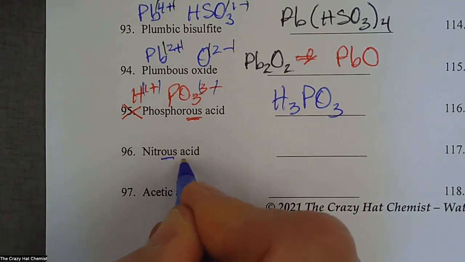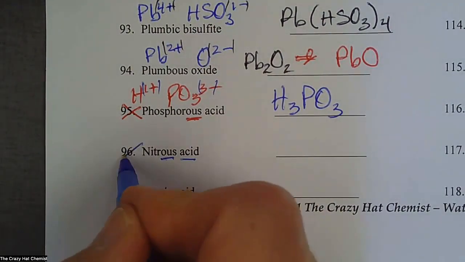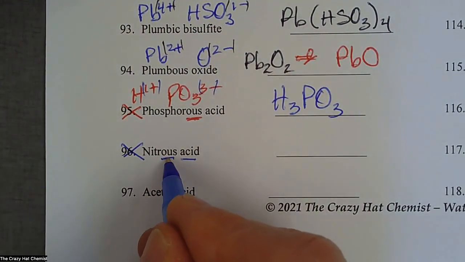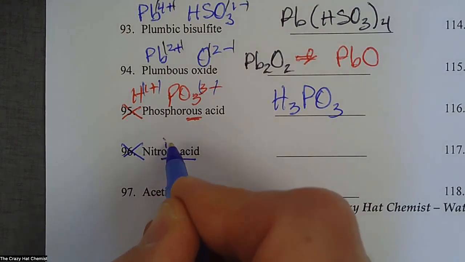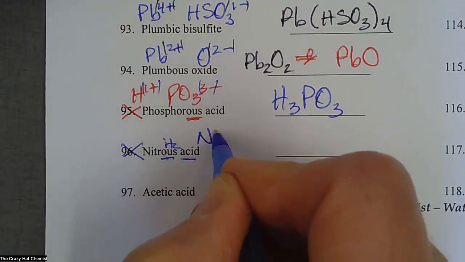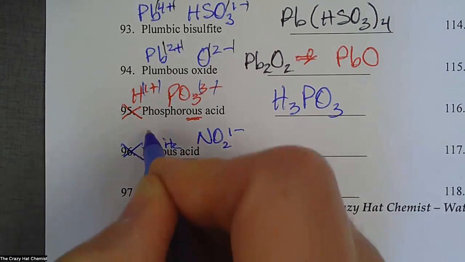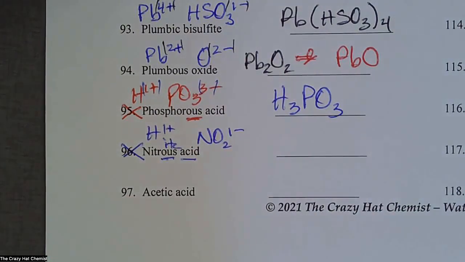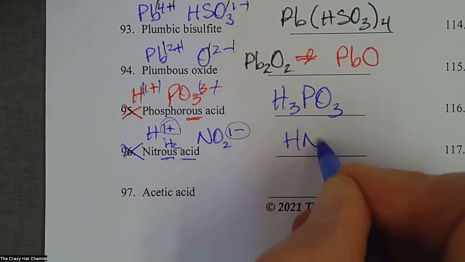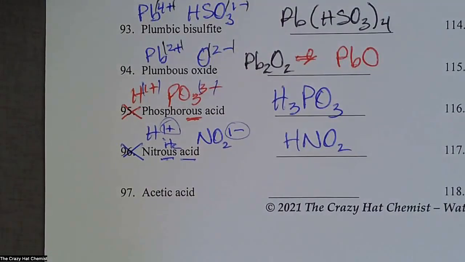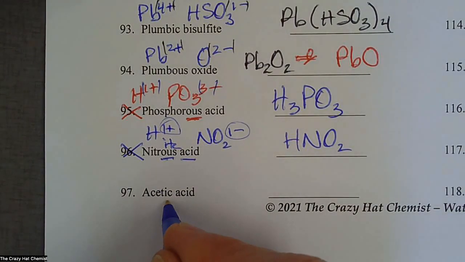Next one is nitrous acid. It does not have hydro in front of it, so it's a polyatomic ion. I need to use the nitrite ion, NO2 minus 1, and all acids have hydrogen on them. So I'm going to take the absolute value of these two numbers, flip them, bring it down, I get HNO2. Then the next one here is acetic acid, and that's coming from acetate.